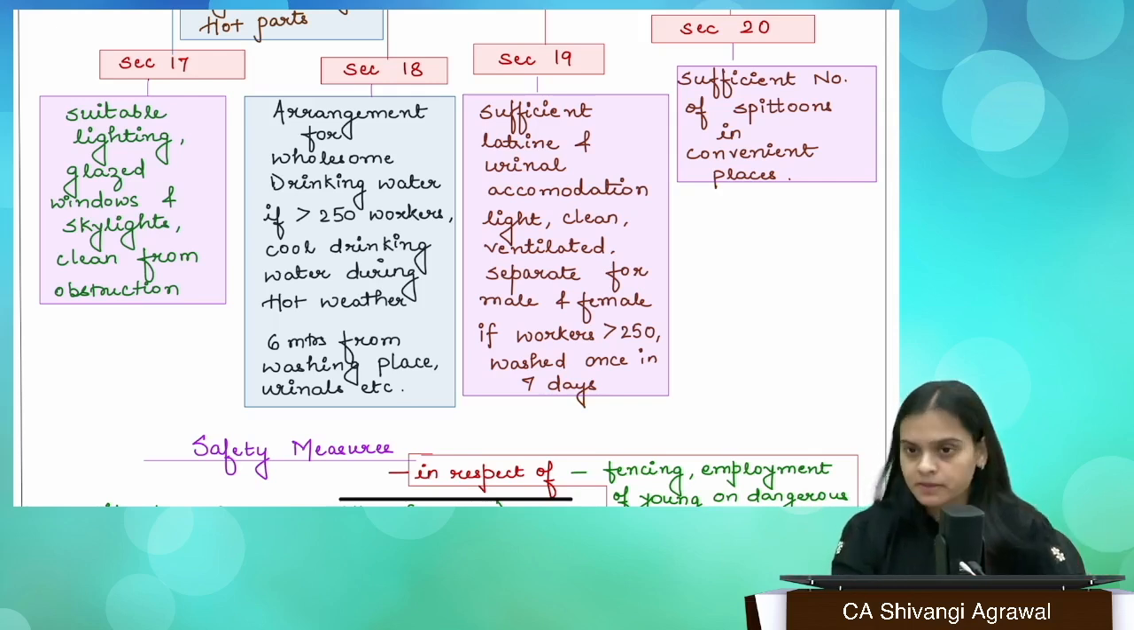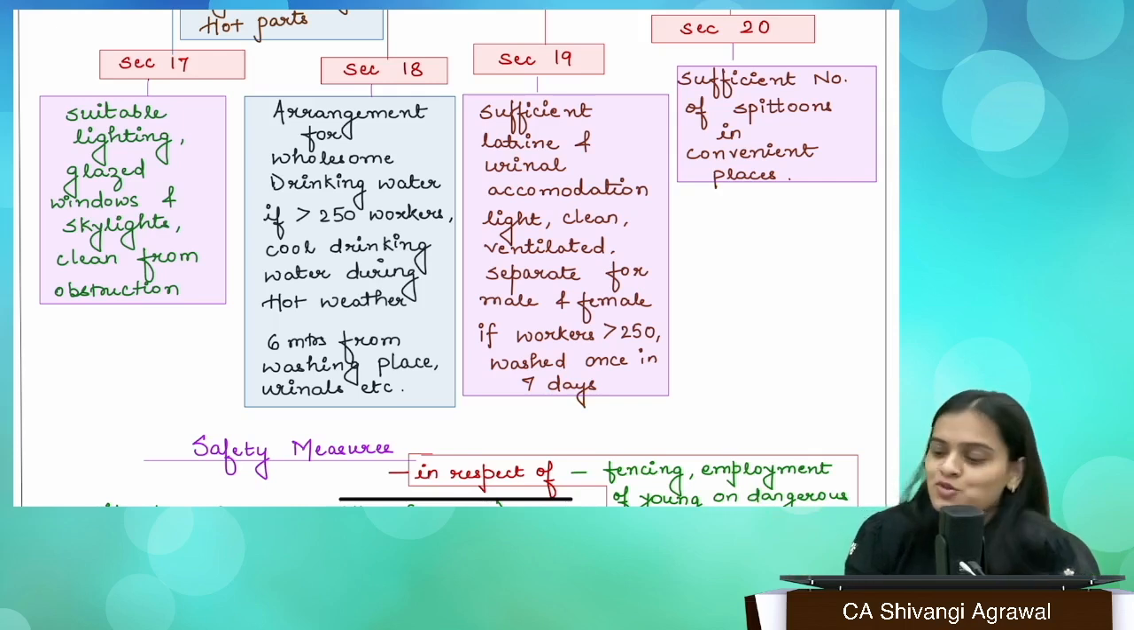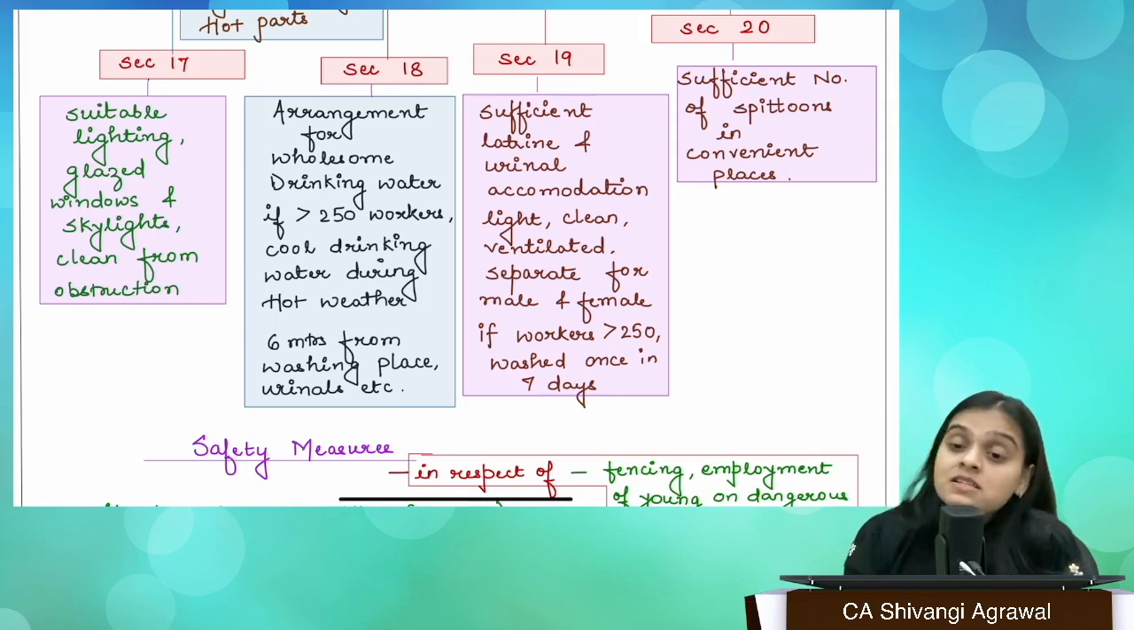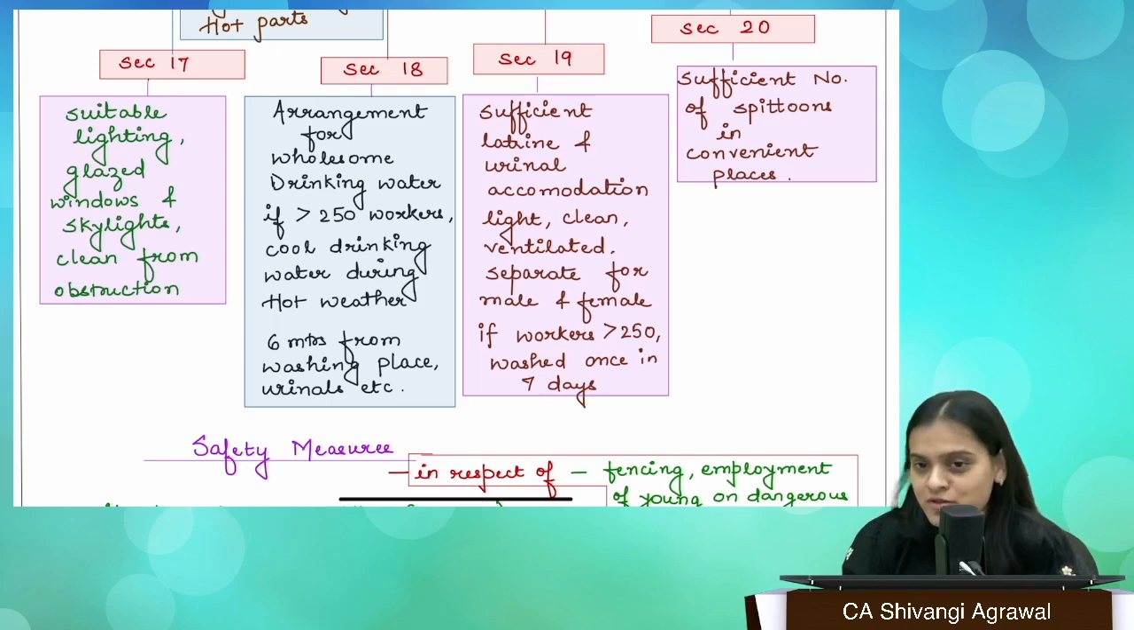Next is drinking water. Of course, you have to provide drinking water. Normal drinking water has to be at least 6 meters away from the washing place, urinals or spittoons, whatever is there. But there is one more thing. If there are more than 250 workers in a factory, then you also have to provide the facility of cool drinking water. During hot weather, of course. No one is going to demand cool drinking water during chilly winters. But during hot weather you have to provide it.